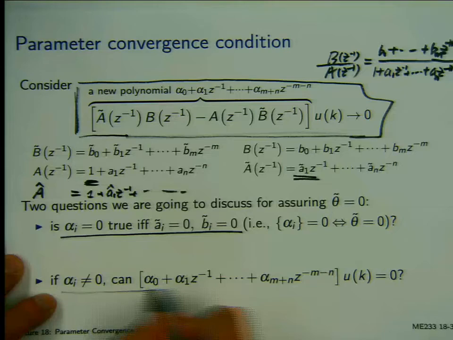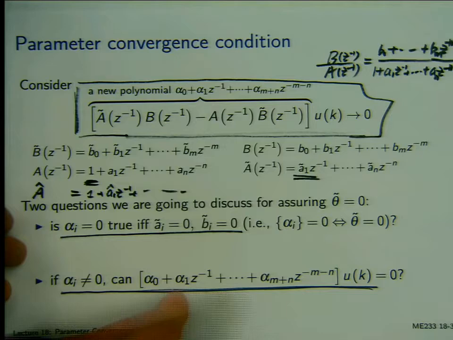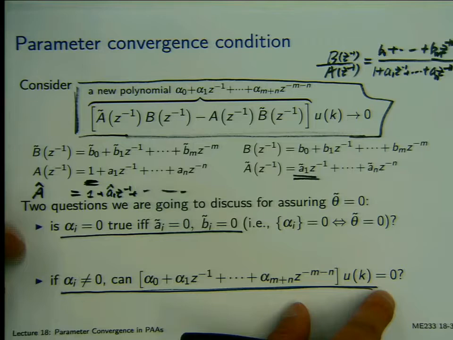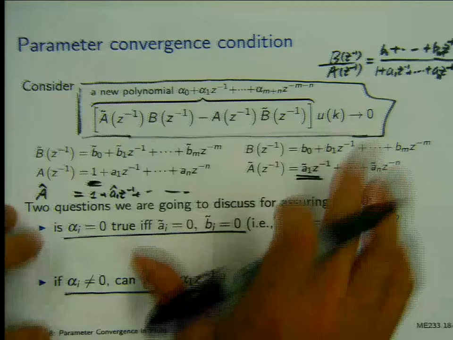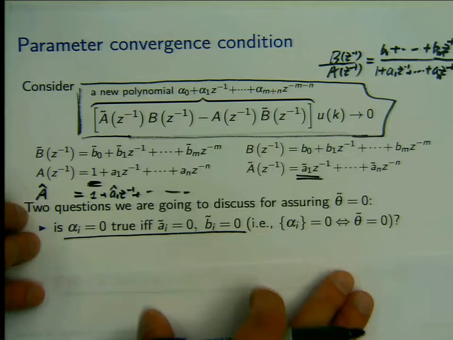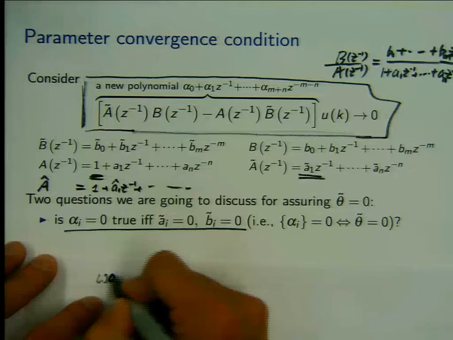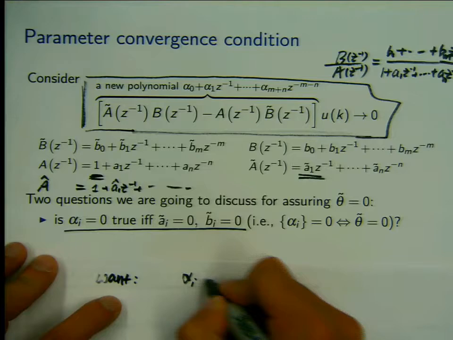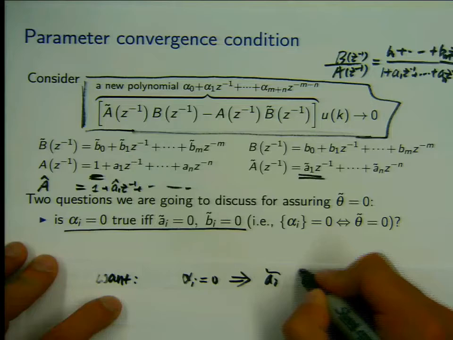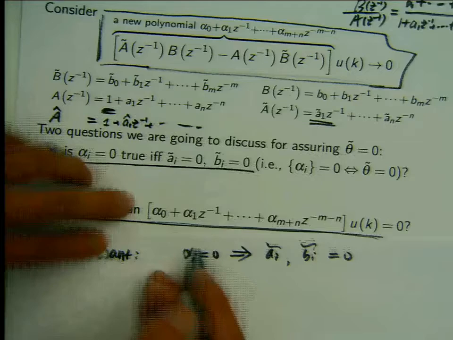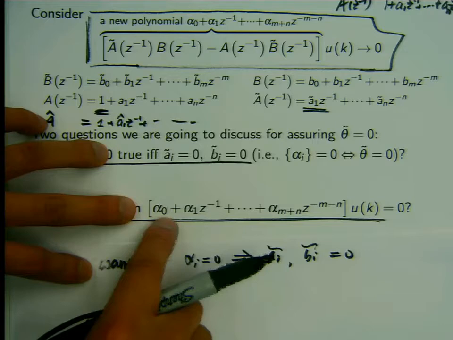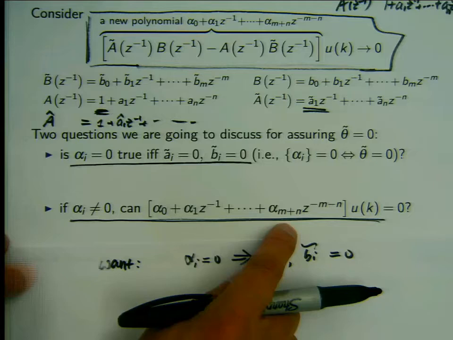Even if all the coefficients of this polynomial are not zero, can we still guarantee that this guy will be zero or not? So the final picture I'm getting is that the final goal, if you think about it, we want to achieve is that we want alpha I being zero to imply AI tilde and BI tilde are zero. And we want to make this polynomial zero only if alpha I are zero. That's the final goal we are arriving at.